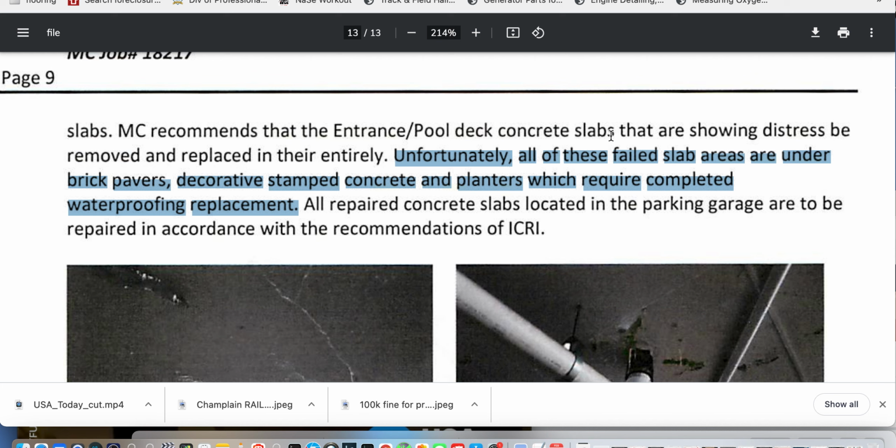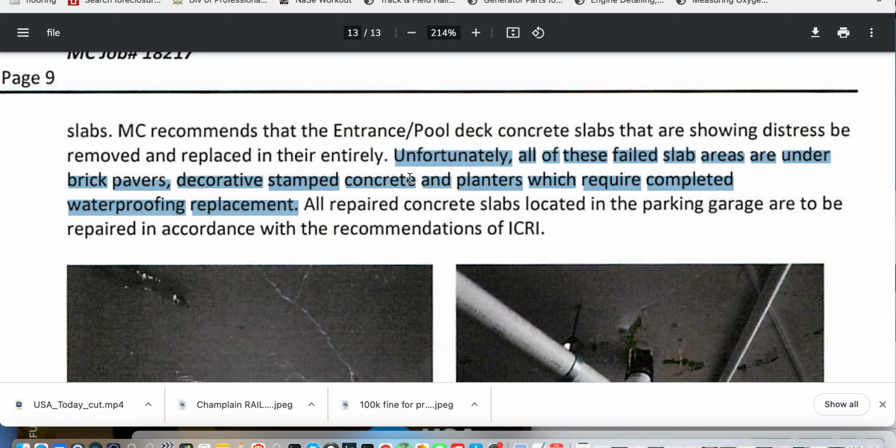That would be under 111. And because we're going to mention planters, another triangulation. So entrance/pool deck concrete slabs that are showing distress be removed and replaced in their entirety. I use that word because he used that word. Unfortunately, all of these failed slabs, partially failed slabs, going to fail slabs, potentially failing slabs. No, it's definitive. All of these failed slabs, this is where I did the smoking gun video, are under the brick pavers, comma, decorative stamped concrete.